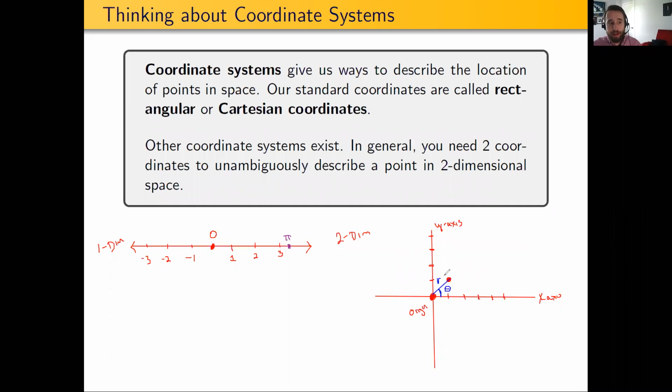And so instead of describing this point using the coordinate 1, 1, I could describe this point by identifying the distance r and the angle theta that it made. So we'll explicitly see how to do this in the next video, and then we'll begin to see the relationship between Cartesian coordinates and these new polar coordinates.